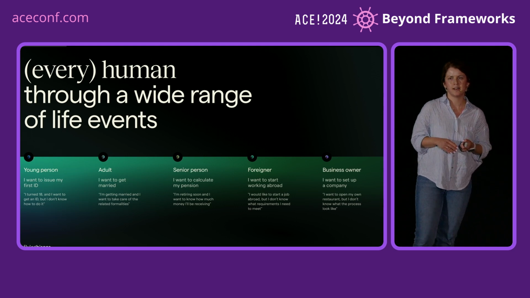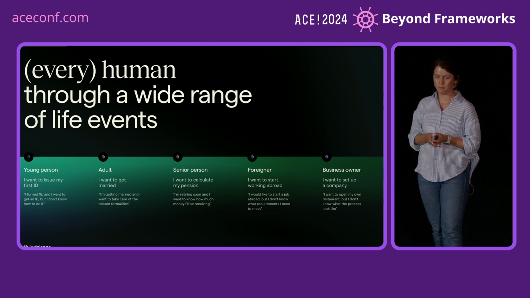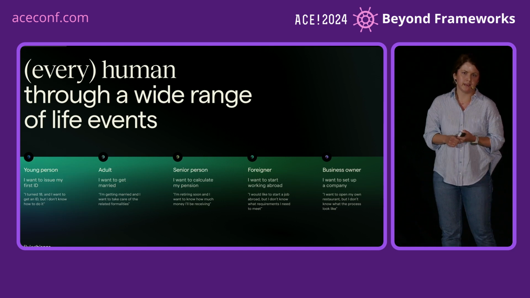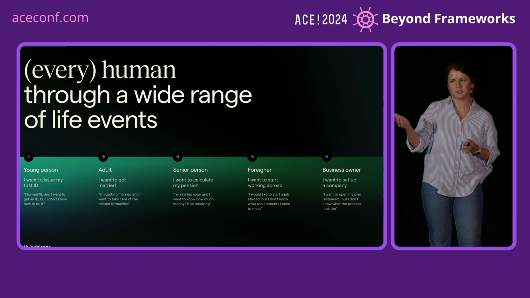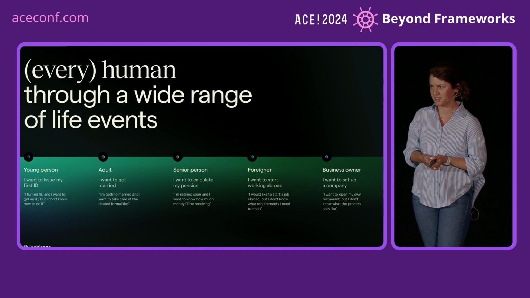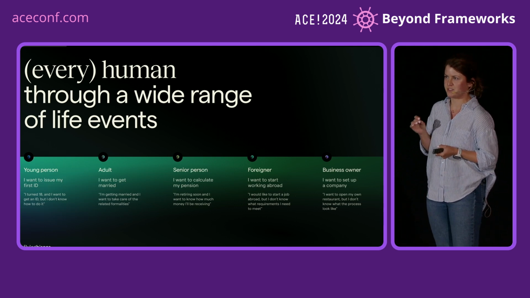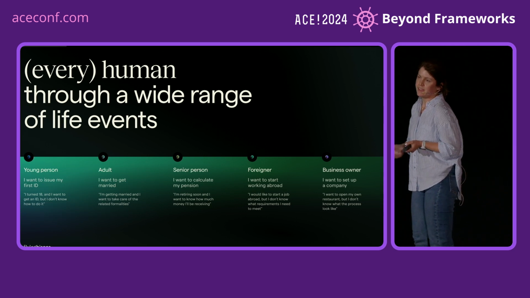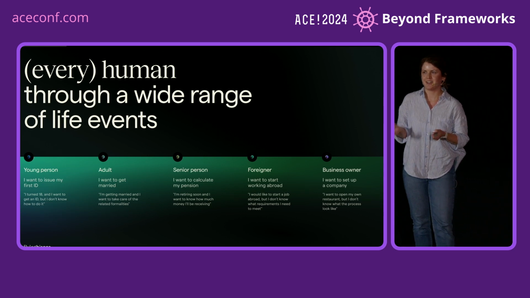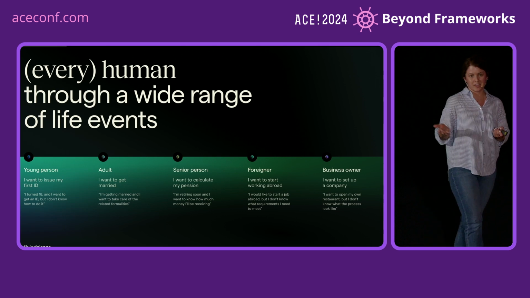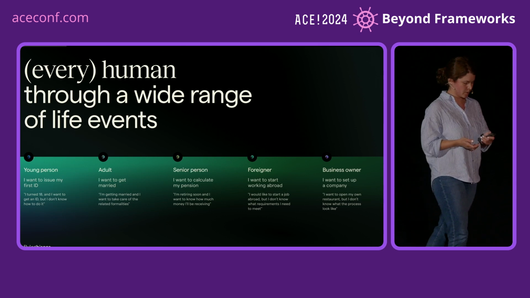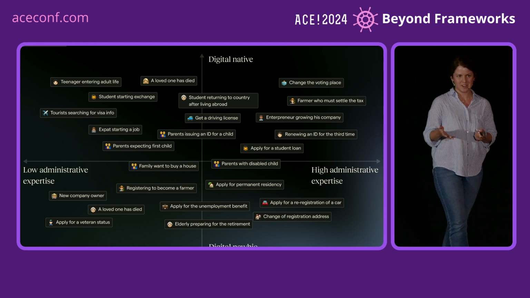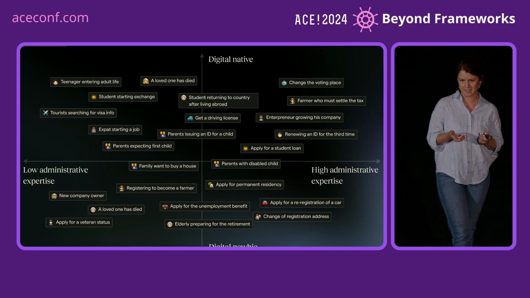Then adults that, for example, want to get married. We also have to think about seniors that are about to finish their job, so they want to calculate their pension. We are thinking about foreigners, people who came to our country because they want to study or work, as well as business owners that already have a company, or are starting another one or the very first one. And this is not the end, because all of those groups have different life situations, different life events.